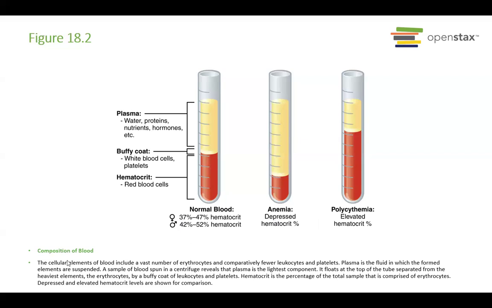So the cellular elements of the blood include a vast number of erythrocytes and comparatively fewer leukocytes and platelets. The plasma is the fluid in which the formed elements are suspended. So you have your formed elements, and a sample of blood is spun in a centrifuge. We talked about that, and that reveals that the plasma is the lightest component. So the plasma is always at the top because it is the lightest, and the hematocrit is at the bottom because it is the most dense.